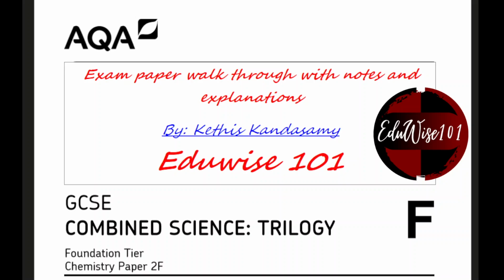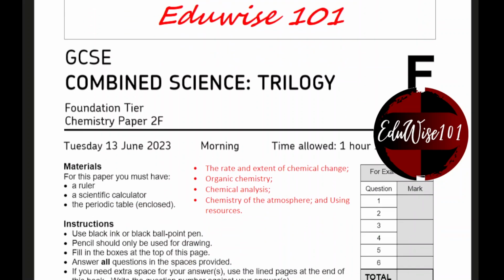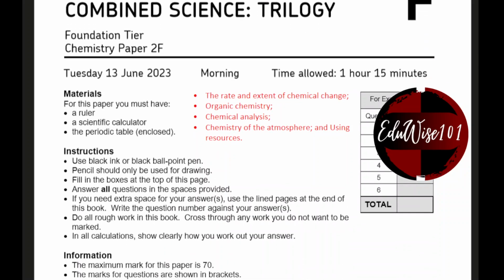In this video, I'm going to go through the AQA Combined Science Chemistry Paper 2 Foundation Tier from 2023. Now this paper is 1 hour 15 minutes long and it has 6 questions, and there are 4 main topics that it is being tested on. The rate of chemical reaction.